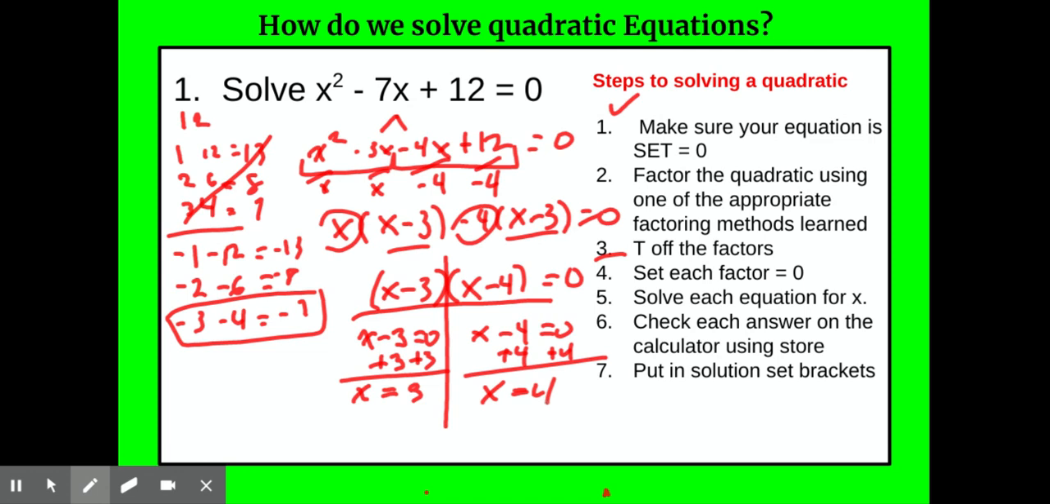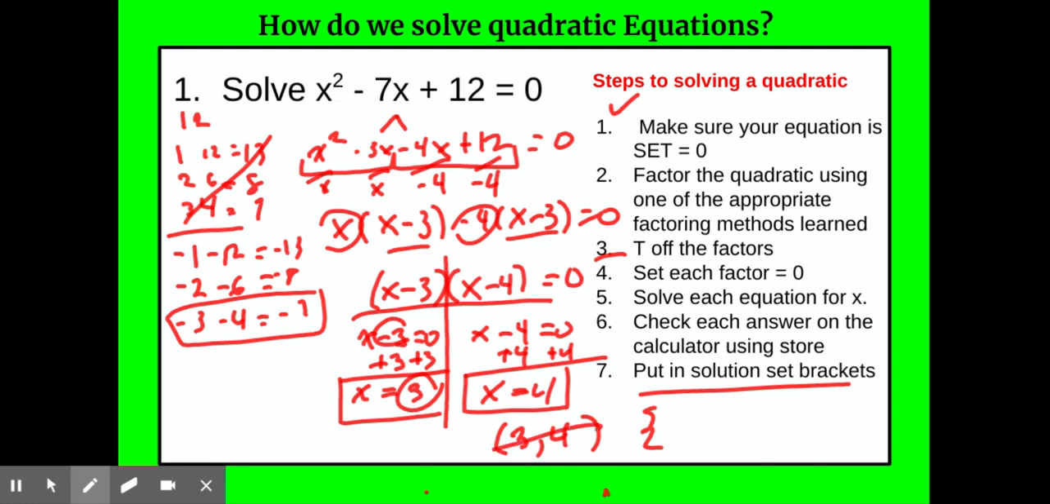Now if you notice, your factor is the opposite of your answer. So when your factors were x minus 3 and x minus 4, your answers come out to x equals 3 and x equals 4. So these are our 2 answers. Another way you can do it is you can put your answers in solution set brackets, not parentheses. If you put them in parentheses, we think you're talking about an ordered pair, which this is not.